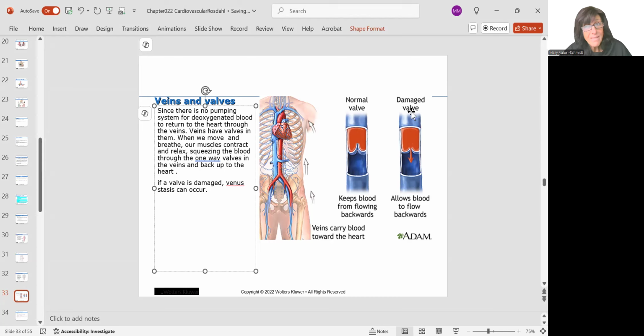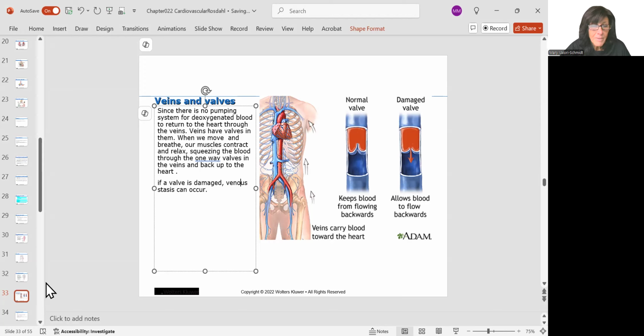If there's a valve that's damaged, which can happen, right? We know anything can happen. The valve gets damaged and lets blood flow backward. That's bad. That can be varicose veins, right? And everybody has seen varicose veins. That also can be venous stasis. Stasis means not moving. So that can cause the blood, the deoxygenated blood, to become trapped, usually down at the feet or lower legs. So remember that.